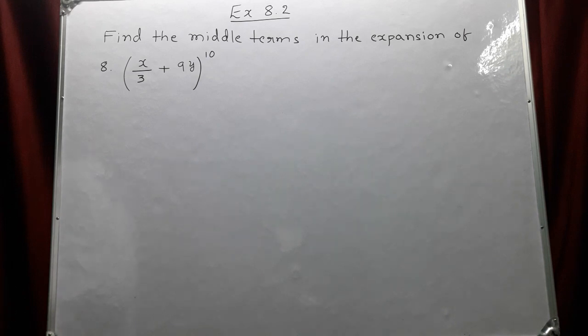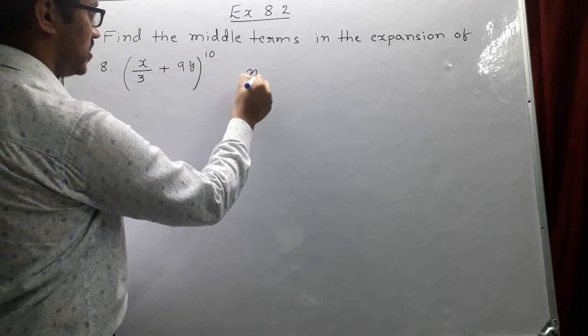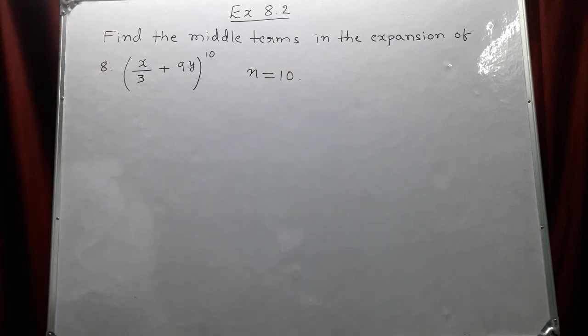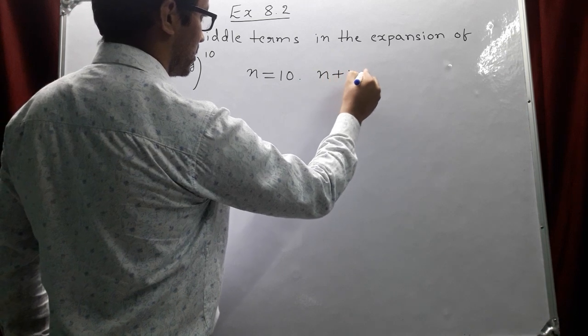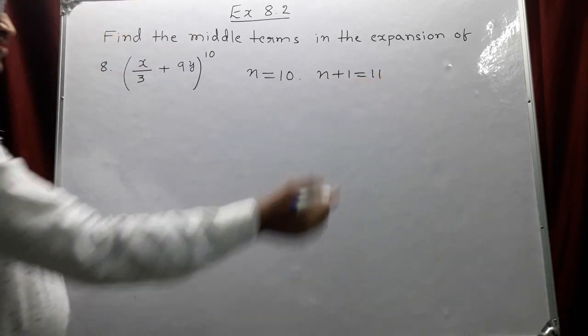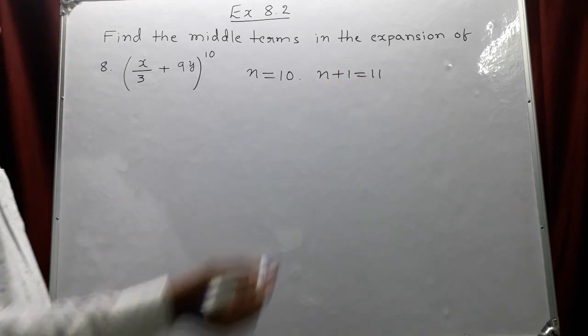Next question, the 8th one: (x/3 + 9y) to the power 10. We have to find the middle term. So here the index is equal to 10. The index value is 10. Number of terms will be n plus 1, so that is 11. Since the number of terms is odd, we have only one middle term.